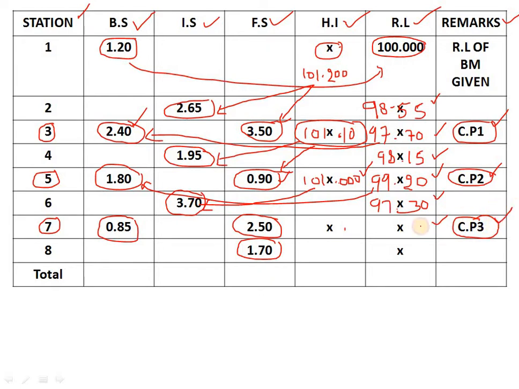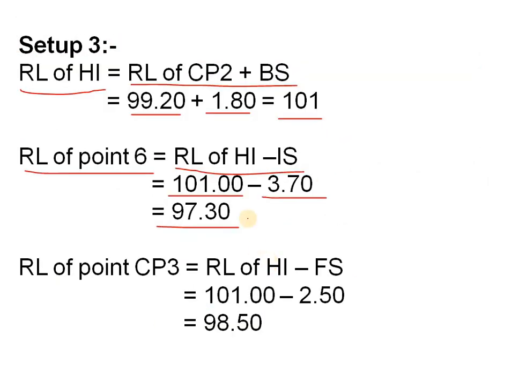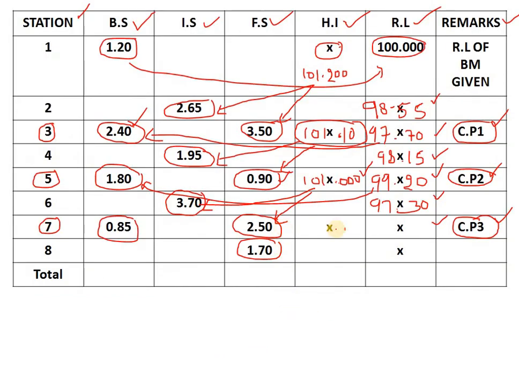Now here again change point 3 has come. To get the RL of change point 3, what we have to do? We have to take 101 minus 2.5. That is HI of station 5 minus FS of station 7. So change point 3 is equal to 101 minus 2.5. We will get 98.50. So we will write here 98.50.